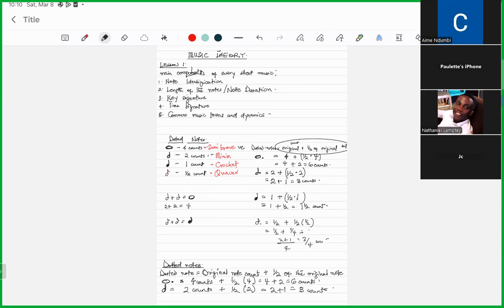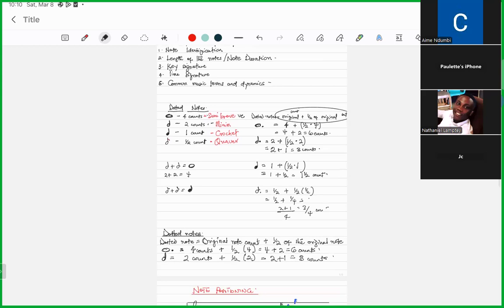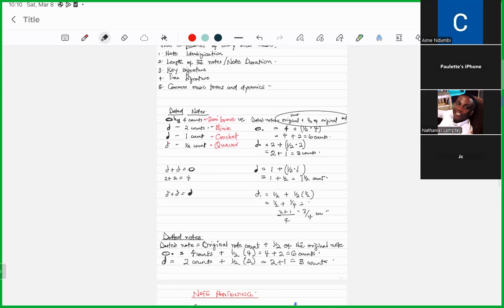So we took the note identification, and under note identification, we gave the main kinds of notes that we have in music, and we said we have 4 types. We have a lot, but the main types for now that we want to know is just 4. We have the semibreve, which is 4 counts. We have the minim, which is 2 counts. We have the crotchet, which is 1 count. And we have the quaver, which is half count.